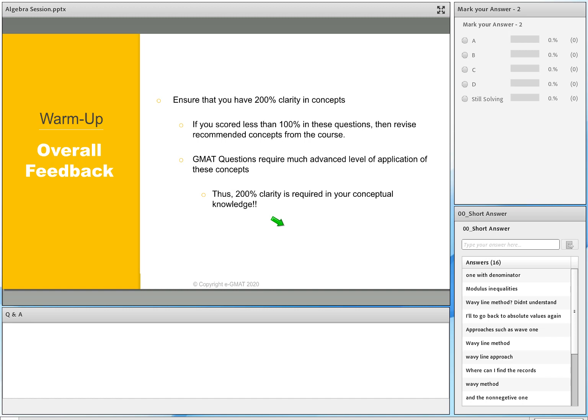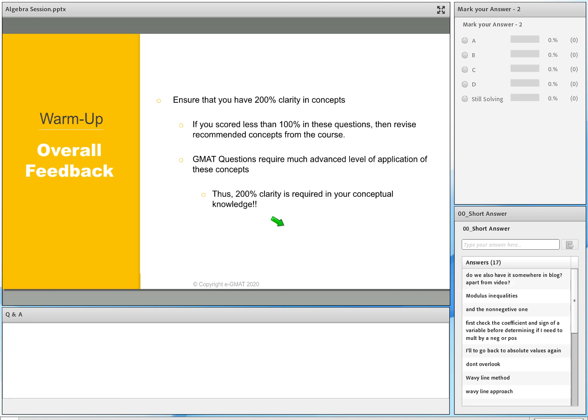Okay, modulus inequality, found trouble with that earlier. I'm glad you feel better now. Wavy line method, wavy line. Okay, a lot of people see the wavy line method as a very new thing. Do we have it somewhere in the blog apart from the video?